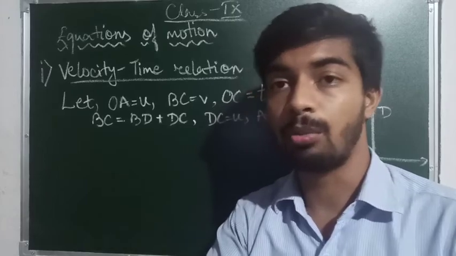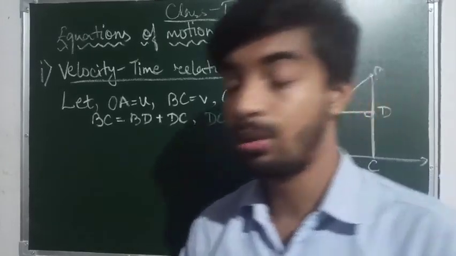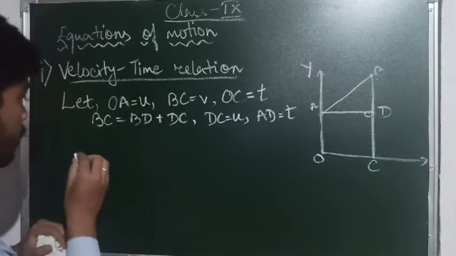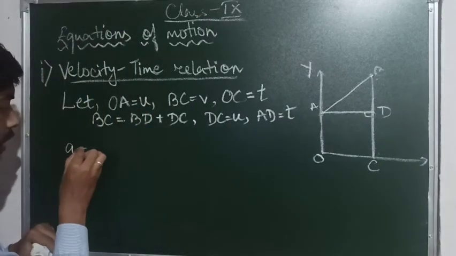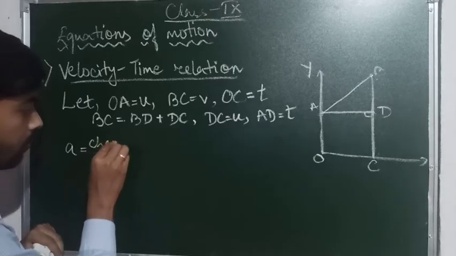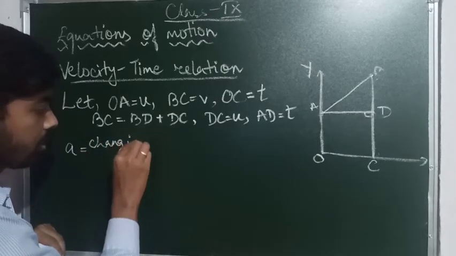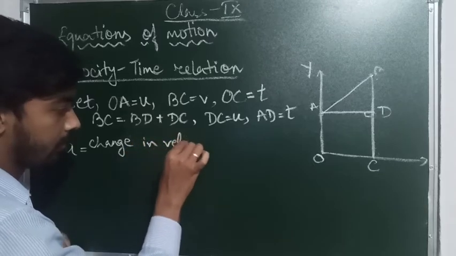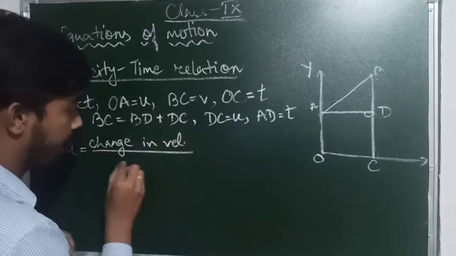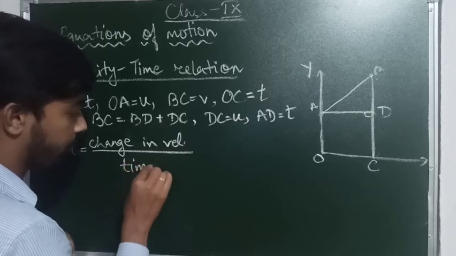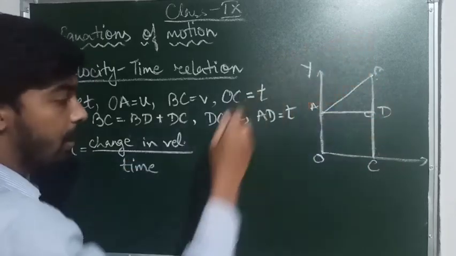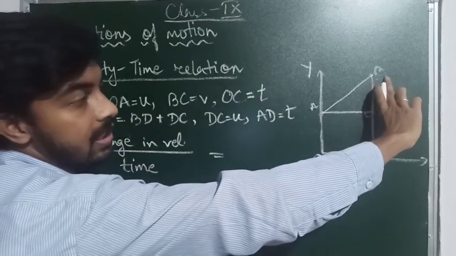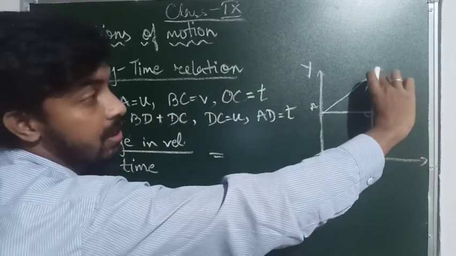Now we will use the formula for acceleration. We know the formula for acceleration is change in velocity by time. So A equal to change in velocity by time. So here in this part, the change in velocity is BC minus DC. That means this much is the change.